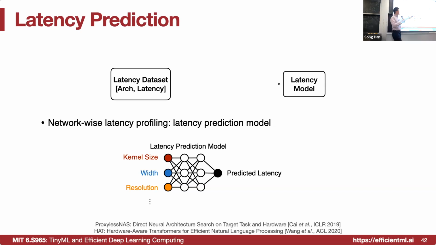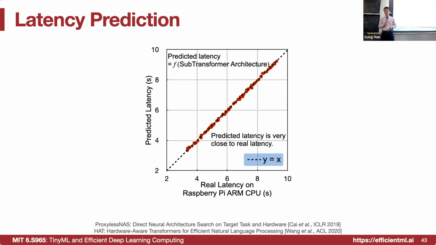So we can train a latency prediction model. The input is the dimensions, right? Including the kernel size of the layer, the width, the resolution, okay, for each layer. And finally, we can construct several fully connected layers to predict the final latency. Okay, so in that way, we can also have a very accurate latency predictor. The predicted latency is pretty close to the real latency.